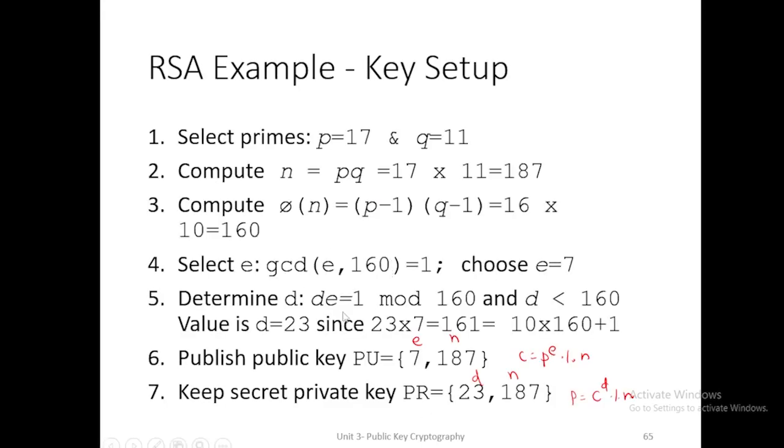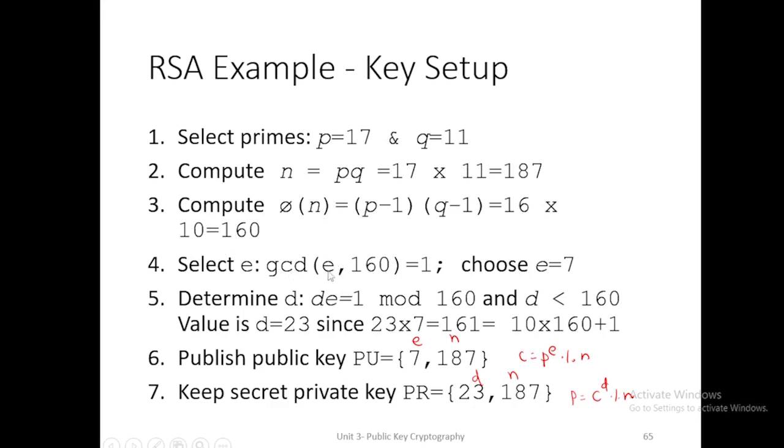Let us take an example. Here I am taking two-digit prime numbers. P is equal to 17, Q is equal to 11, and N is equal to P into Q, so the number is 187. Phi of N is equal to phi of P, which is 16, times phi of Q, which is 10. So 16 into 10, 160, is the phi of N value.